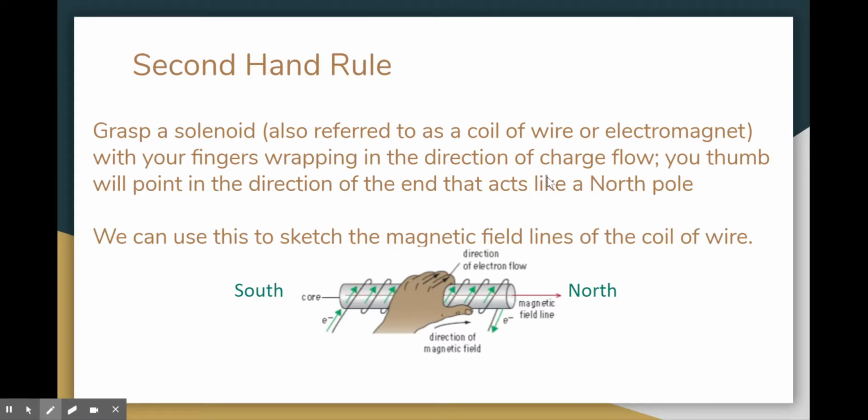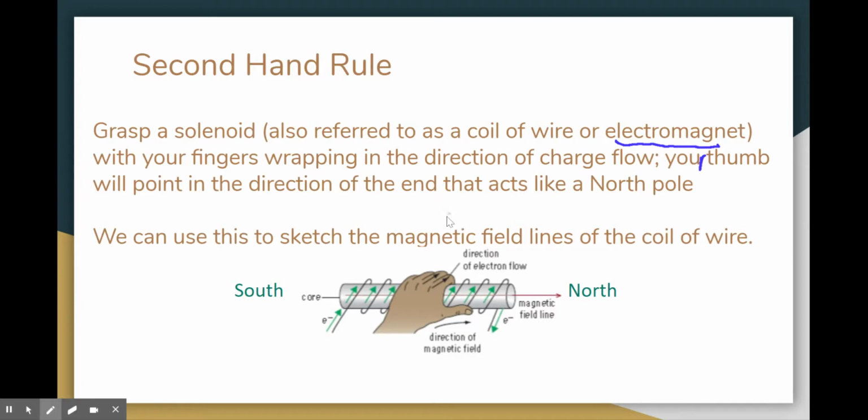Now, the second hand rule is for a solenoid or a coil of wire. Basically it says if you grab a solenoid, sometimes called a coil of wire, sometimes called, you'll hear me call it, an electromagnet a lot, with your fingers wrapping in the direction of the charge flow, your thumb should point in the direction of the end that acts like the North Pole.